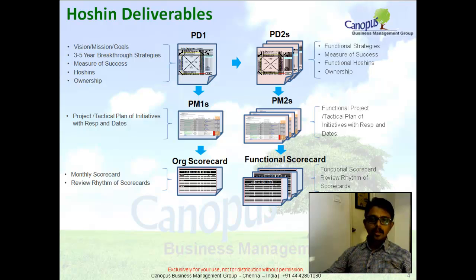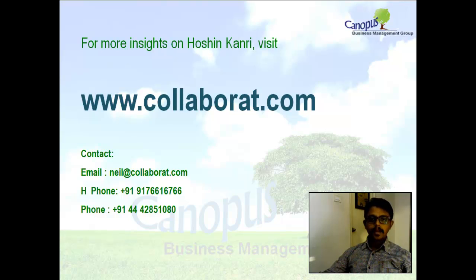So in a nutshell, the first four documents that you are seeing on this screen are critical. The other two would be available in most organizations, and so I think they are critical too. So that kind of sums up the whole deliverables of Hoshin planning process.